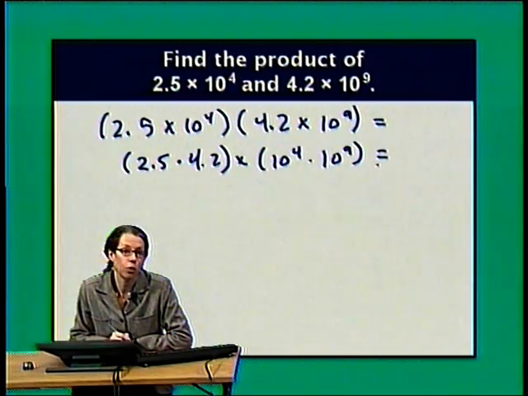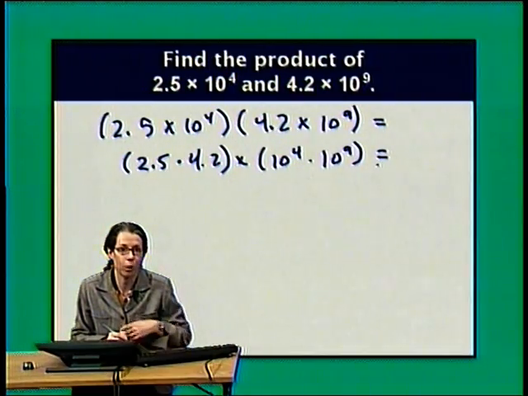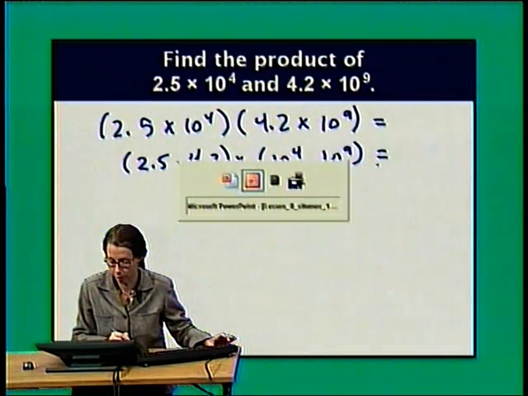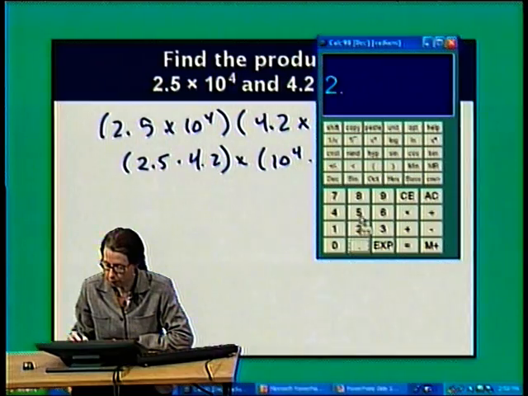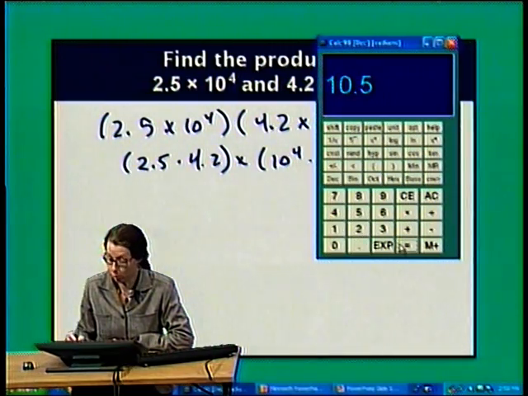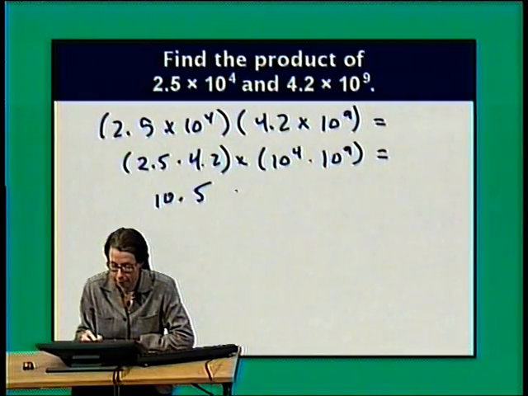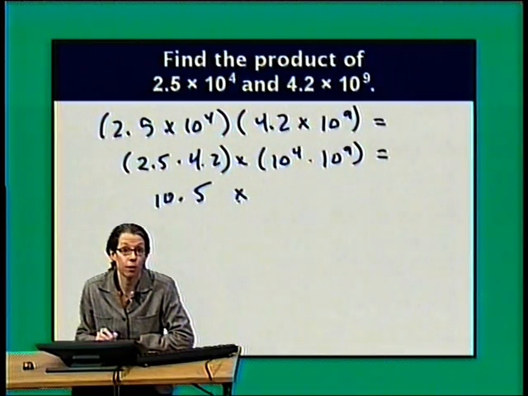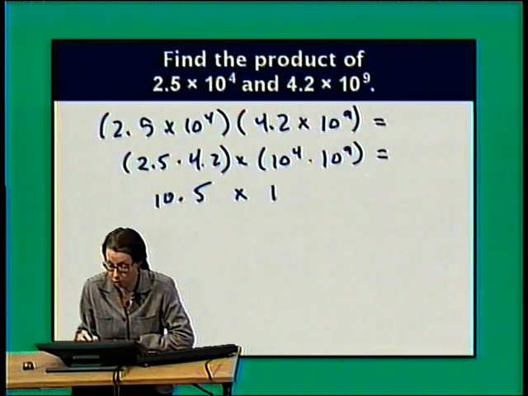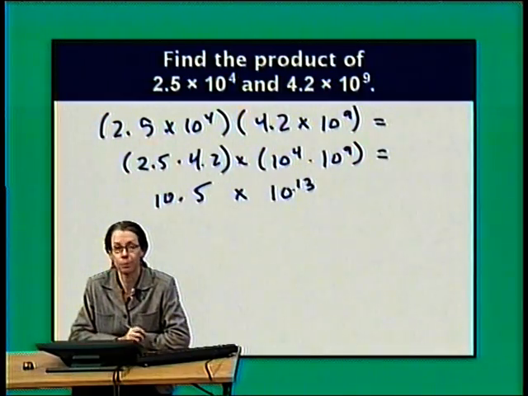So I'm going to do 2.5 times 4.2. I'm going to pull out a calculator for this. So 2.5 times 4.2, that's 10.5. My powers of 10, 10 to the 4th times 10 to the 9th is just 10 to the 13th power.